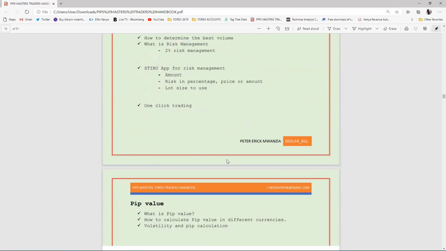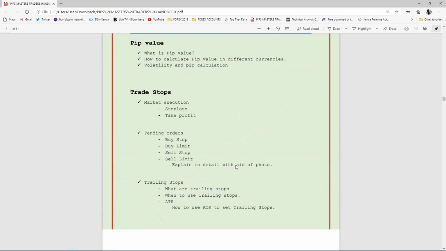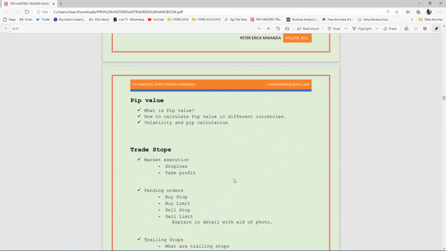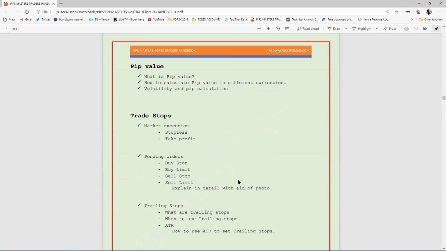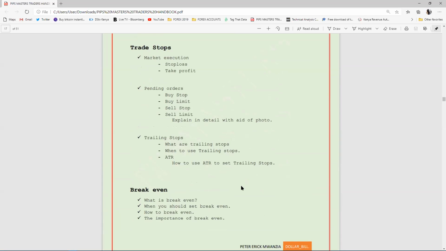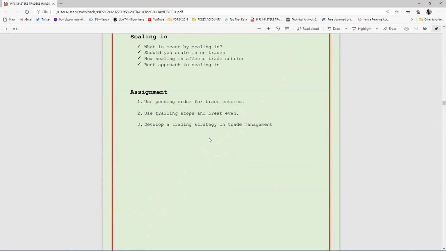Then for trade management, that's something we're going to be looking at, but you need to be careful when it comes to your trade management. What do you mean by a stop loss? What do you mean by a take profit? Can you break even? Can you go ahead and just take a trade? Can you manage your trade in short?